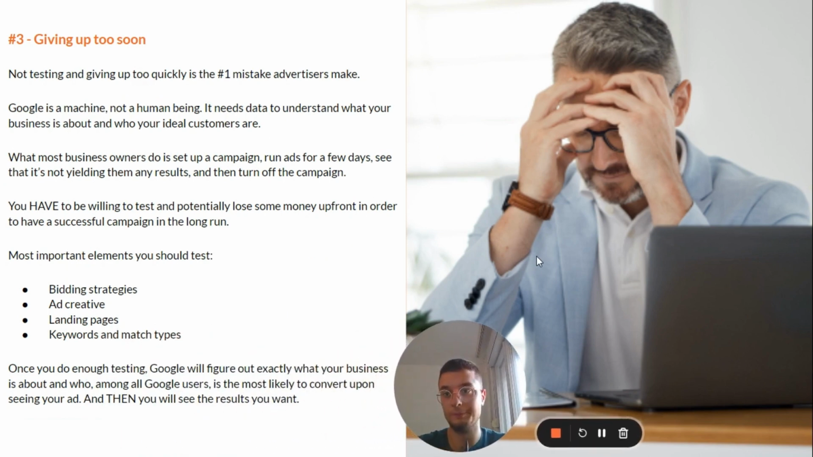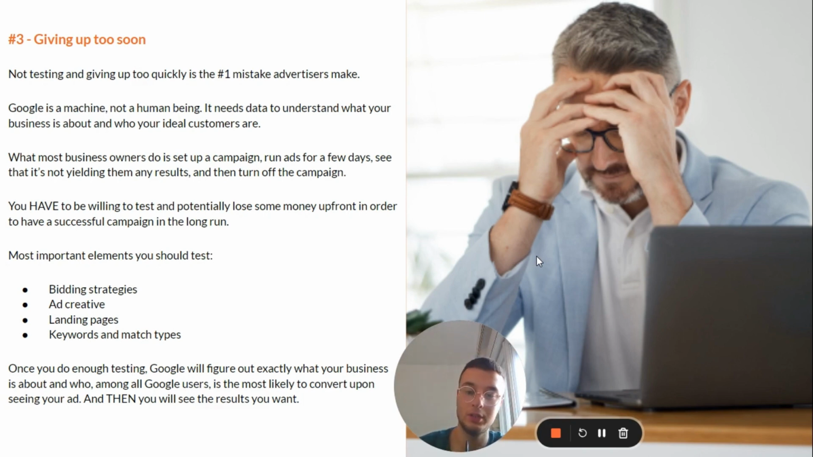Giving up too soon. Not testing and giving up too quickly is the number one mistake advertisers make. It's easy to make this mistake in the restoration industry because, again, the traffic in this industry is so expensive. But note that Google is a machine and not a human being. It needs a lot of data to understand what your business is about and who your ideal customers are. It needs data to know, hey, who among all Google users is the most likely to convert for this business. So what most business owners do is set up a campaign, run ads for a few days, see no results, and then switch it off, and then say it doesn't work.